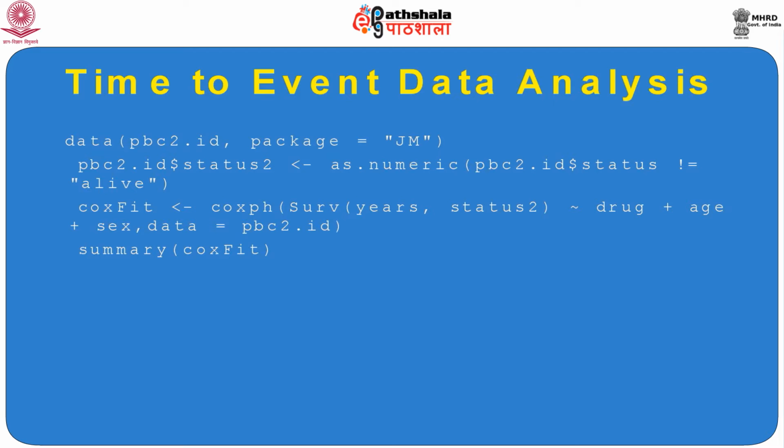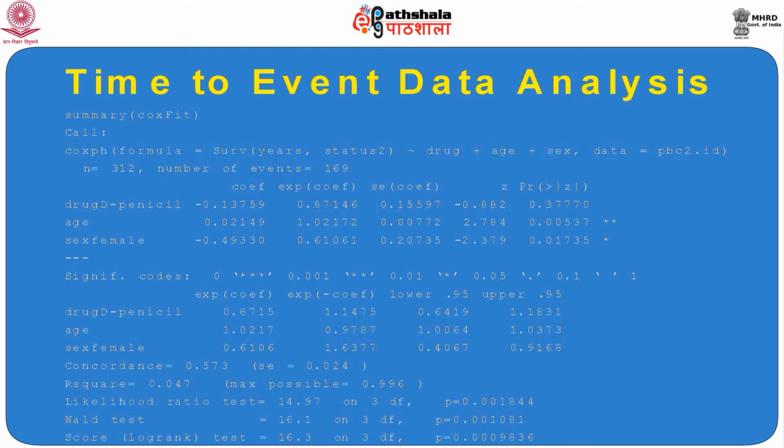When we call the data status as .numeric, we put pbc2.id. Those that have status alive are considered as status 2, and after that we call this Cox fit as the function of Cox PH, where the survival time in years and status 2 follows by drug, age and sex, where data equals pbc2.id has been called. Now we call the summary of Cox fit. So these are the results obtained by Cox fit, where this formula, years and status follows drug, age, sex, is considered.